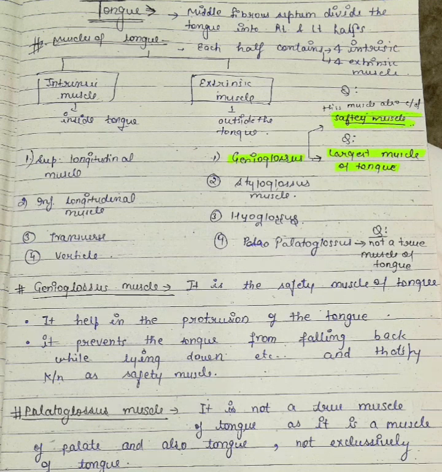So thank you so much. In the next video, we will see the arterial, venous, lymphatic and the nerve supply of the tongue. The nerve supply of the tongue is very important. We will discuss in the next lecture.